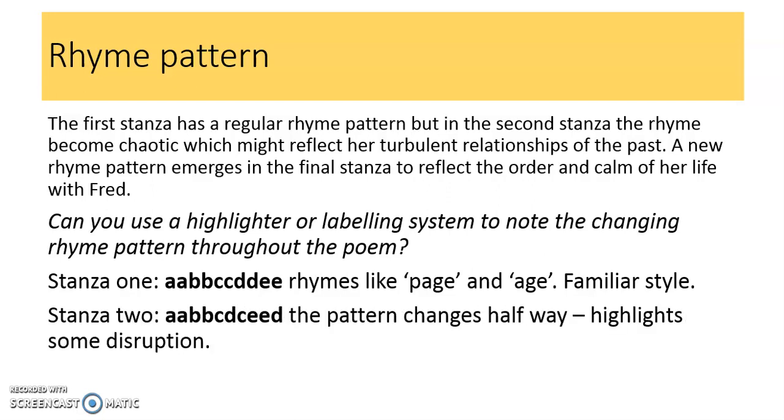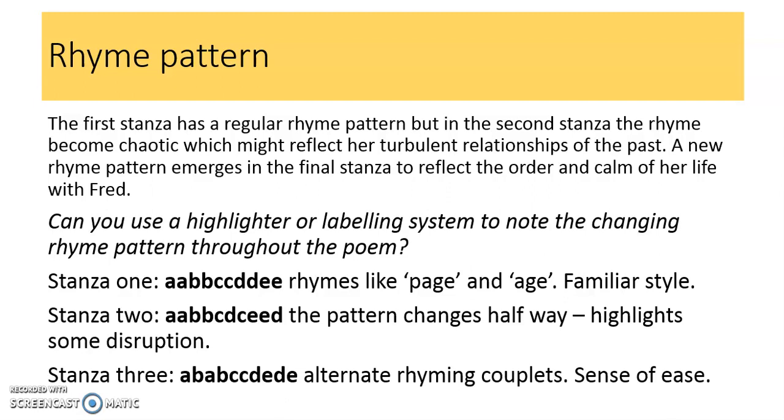In the second stanza, the pattern changes. So we go from A, B, B, C, D, C, E, E, D. So the pattern changes halfway through the stanza. This highlights some disruption, the coming storm, possibly her daydream about previous relationships, but it jolts the reader into recognizing that something has changed within the poem.